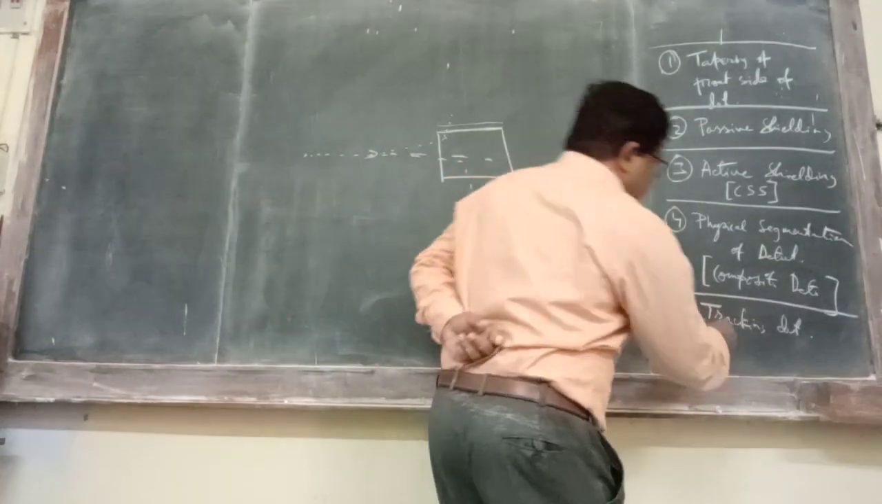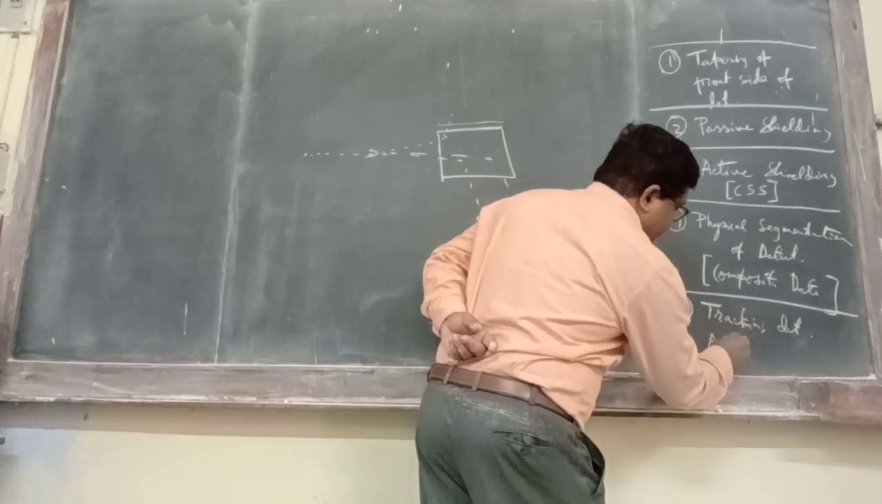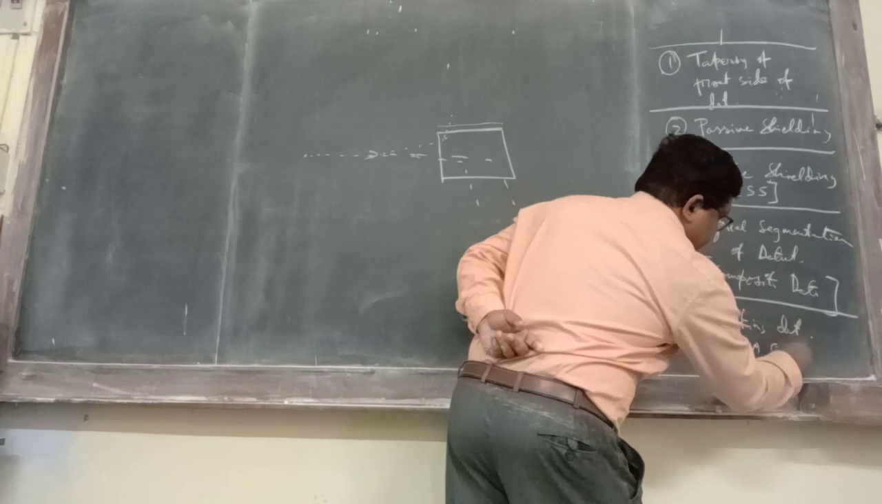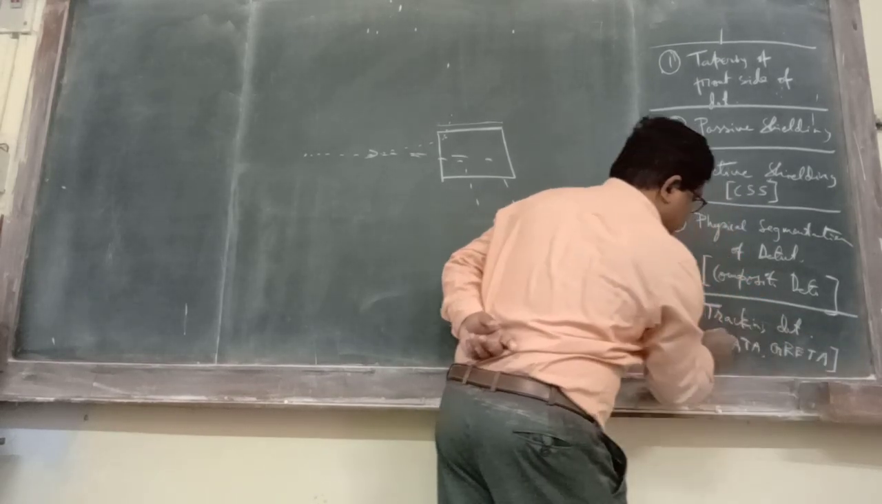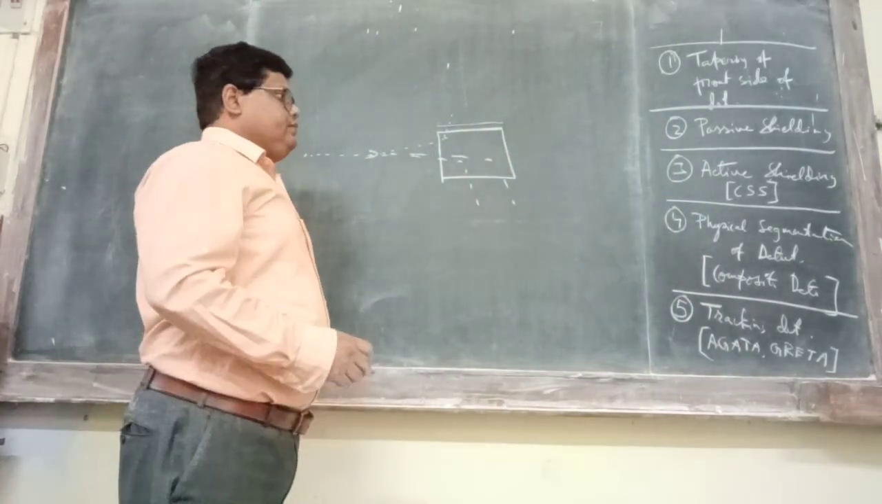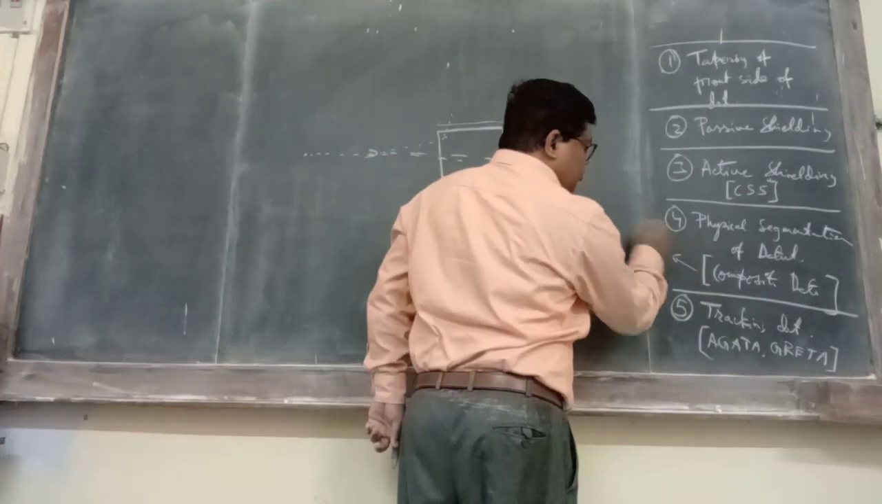You can check the internet, there are very sophisticated detectors like Agata and Greta. They are among the first. Again, there are many, you can check. Regarding the composite detectors, I have talked about the Clover detector.